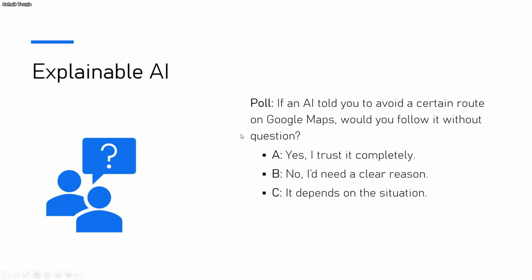Again, I have this poll based on Google Maps, since most of you answered Google Maps. If Google Maps told you to avoid a certain route or take a detour without giving any explanation, what option would you choose? A, B, or C? So nobody cares about any clear reason so far. Just two.